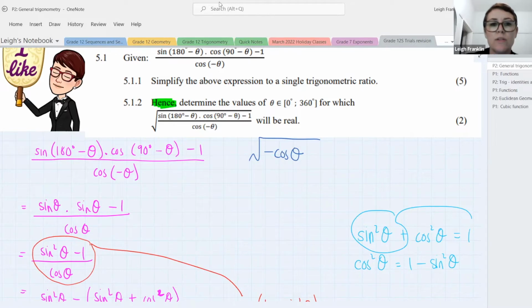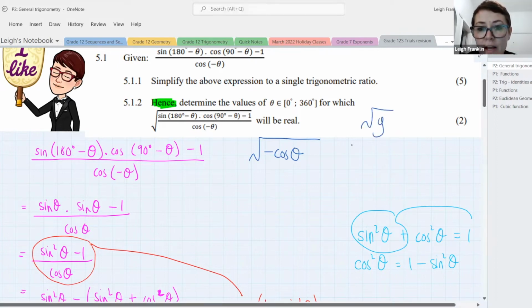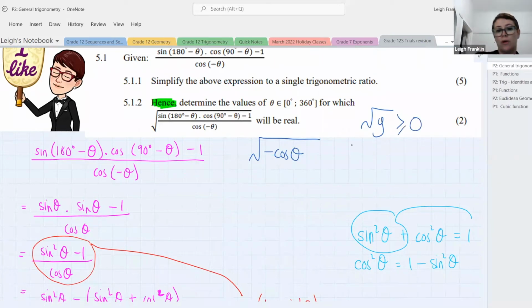So that means that what's inside here cannot be a negative number. Quite right, it can't be negative, it needs to be positive. Good, guys. So whatever is inside our square root, the value of that, I'm just calling it y, has to be greater than or equal to 0. Right, so whatever is inside our root, our negative cos theta, has to be greater than or equal to 0.